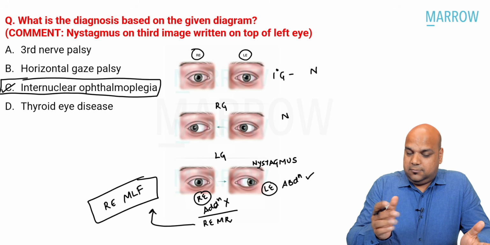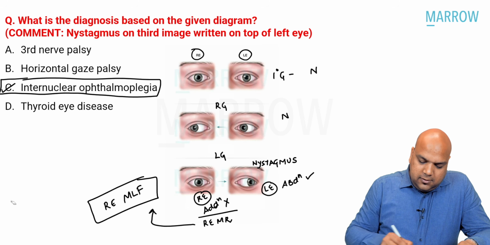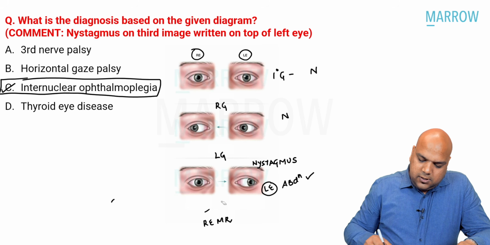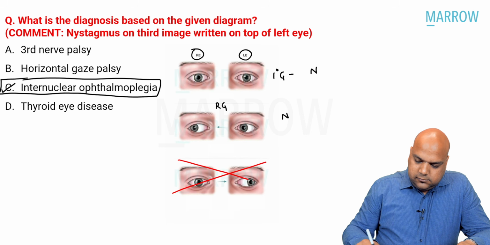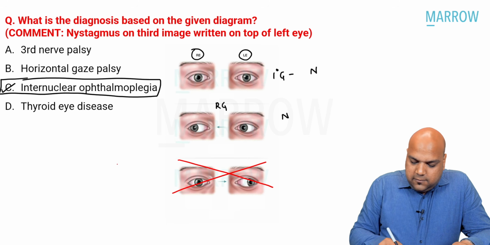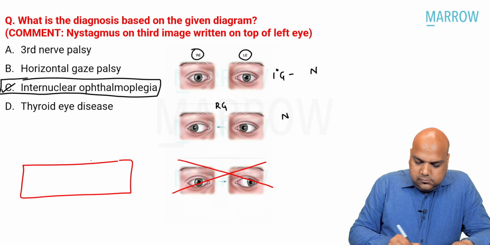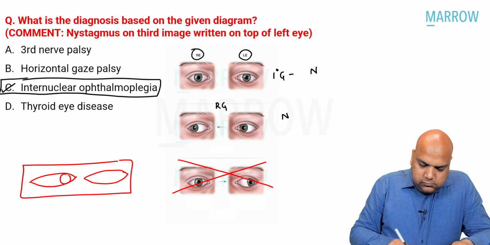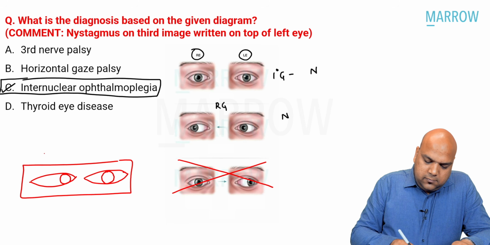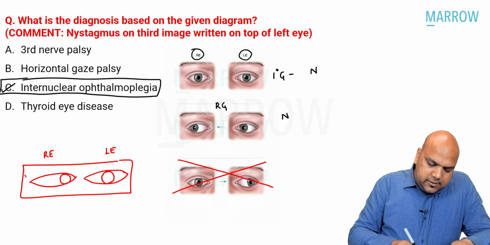But I know some of you are saying, no, sir. So some people said that the third image which was given was not this, sir. The third image which was given was this. Let us see. And nystagmus was written here.